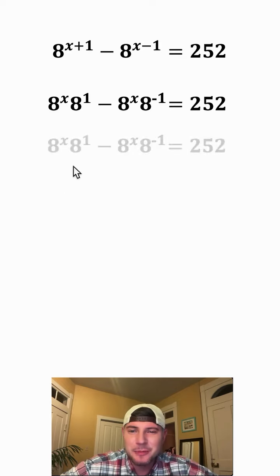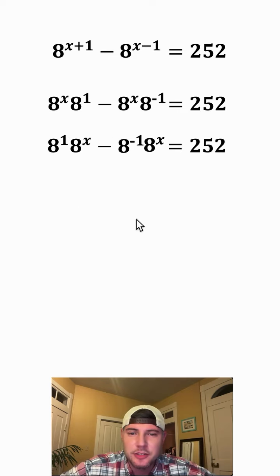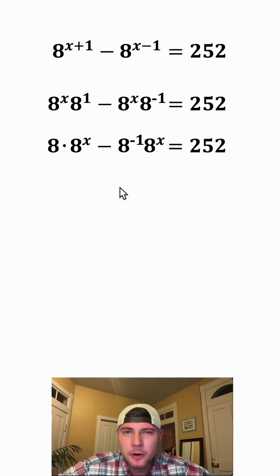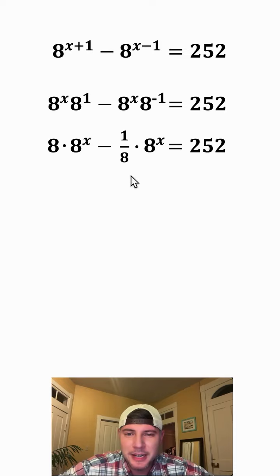And then for the next step, let's copy this down. I want to rearrange these two, and let's rearrange these two. 8 to the 1 is the same thing as 8. And for the 8 to the negative 1, here's the notes for negative 1 exponents. A to the negative 1 is equal to 1 over a. So 8 to the negative 1 is equal to 1 over 8. And now we have this term minus this term.